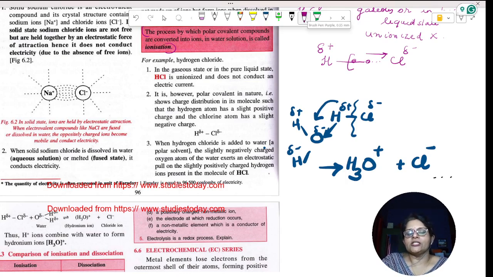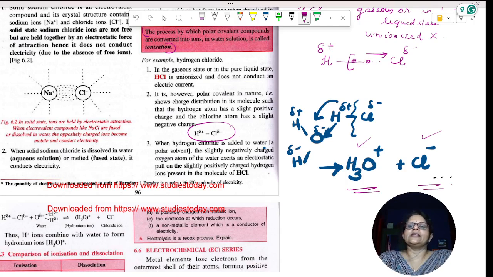So when hydrogen chloride is added to water, which already has a polar nature, a slightly negative charged oxygen atom of the water exerts an electrostatic pull on the slightly positively charged hydrogen atom present in the molecule of HCl. And two ions are formed: the hydronium ion, which is the cation, and the chloride ion, which is the anion.